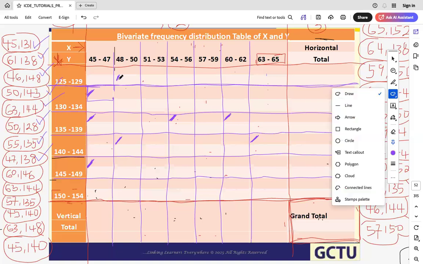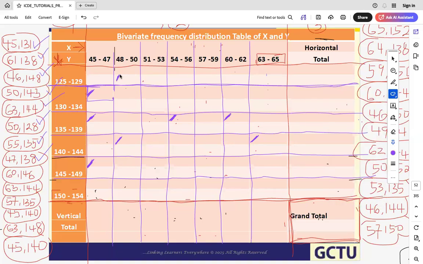So we can continue now that we've corrected all the errors. Let's move on to the next data. The next data is 60, 146. So 60 is in this column. We look for 146 and then we land here. So it means that this will be our first tally in this box. So I can see you have understanding now. I'll move a bit faster.